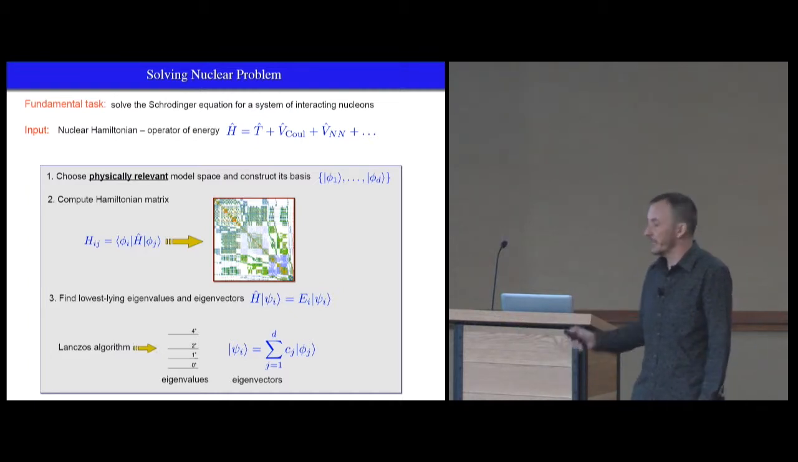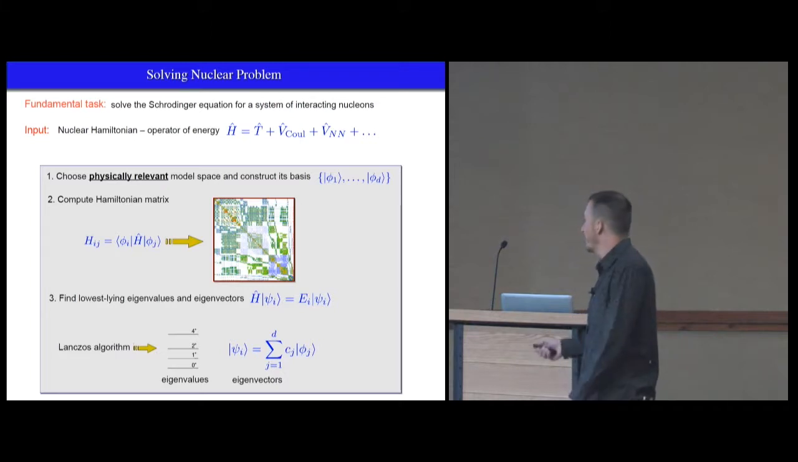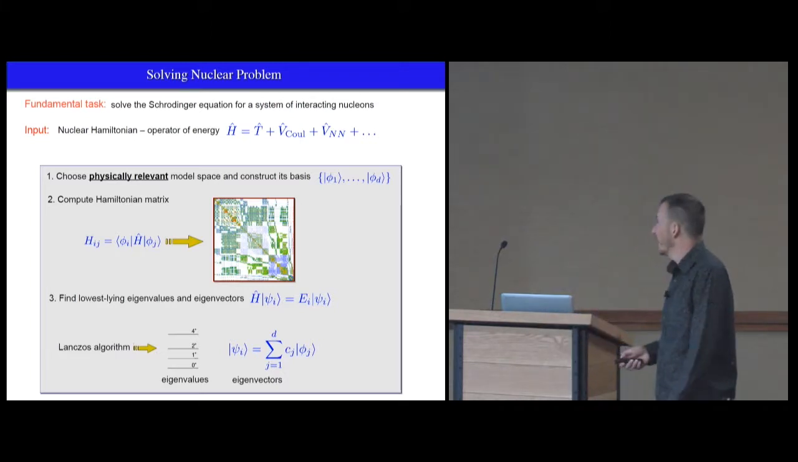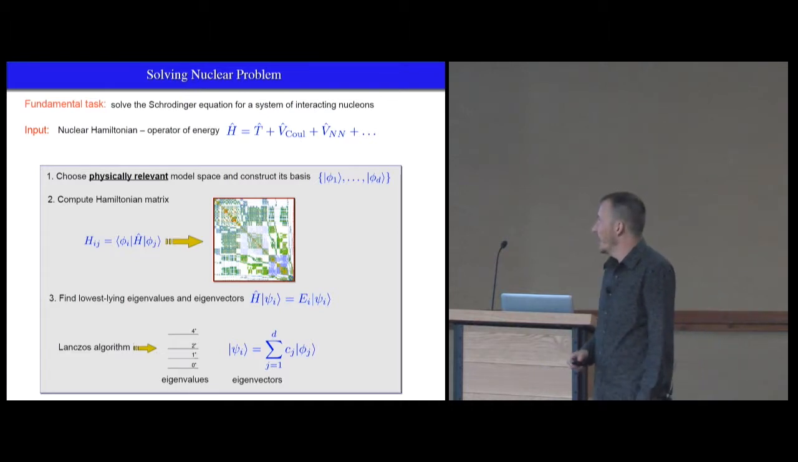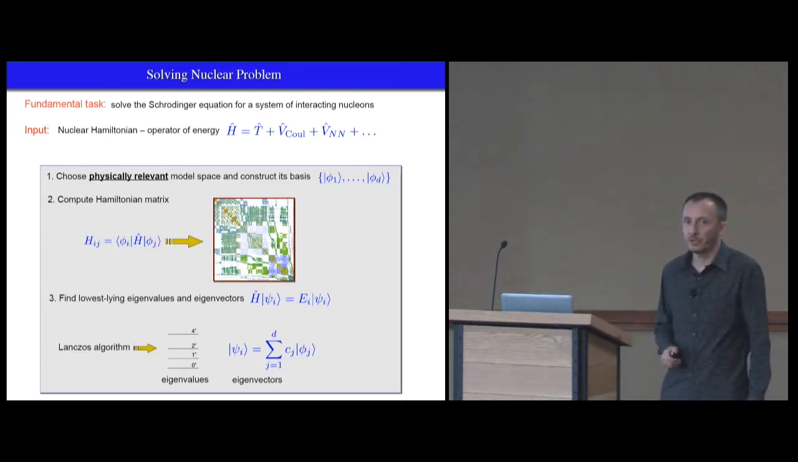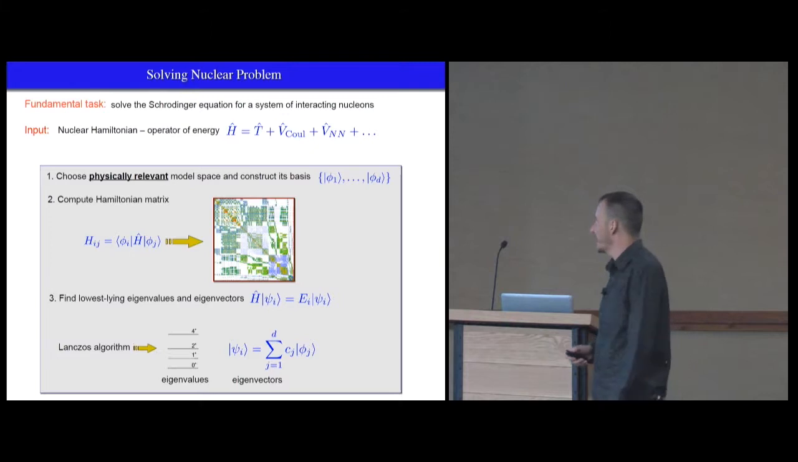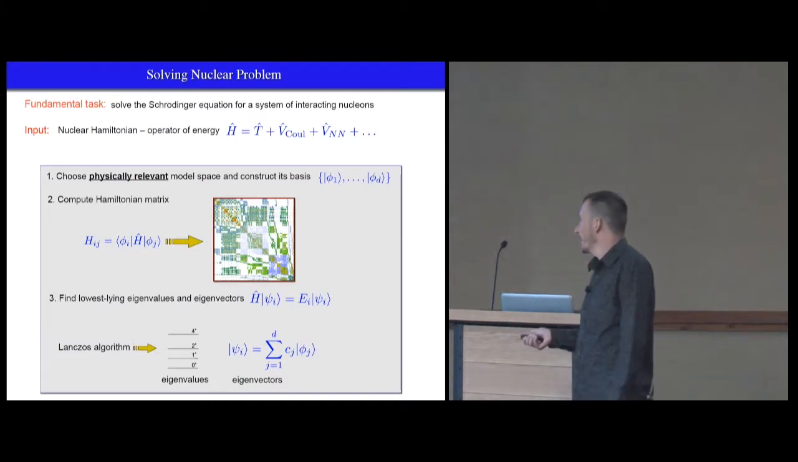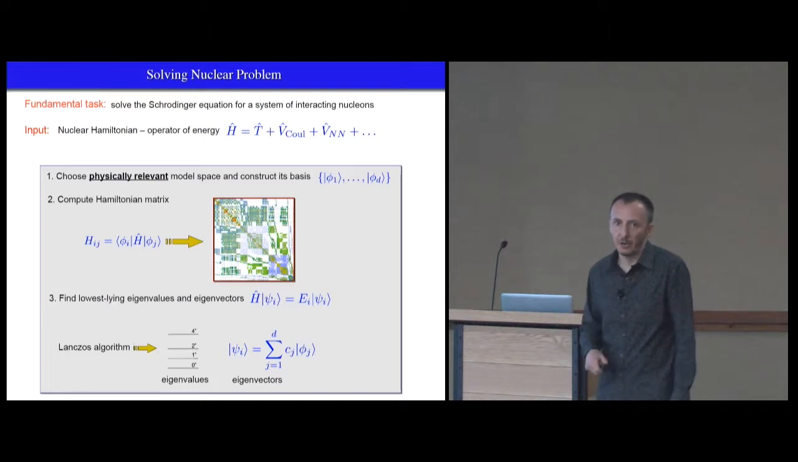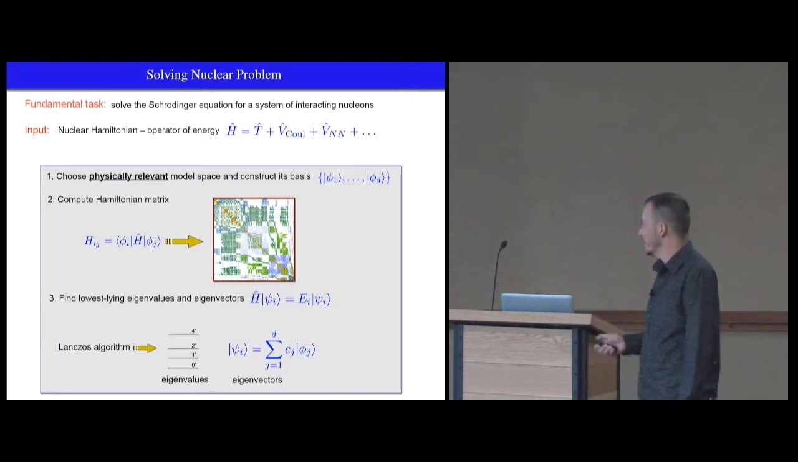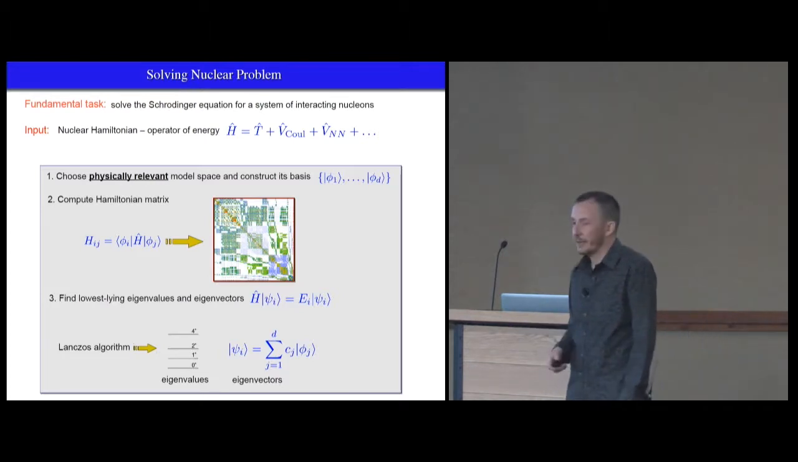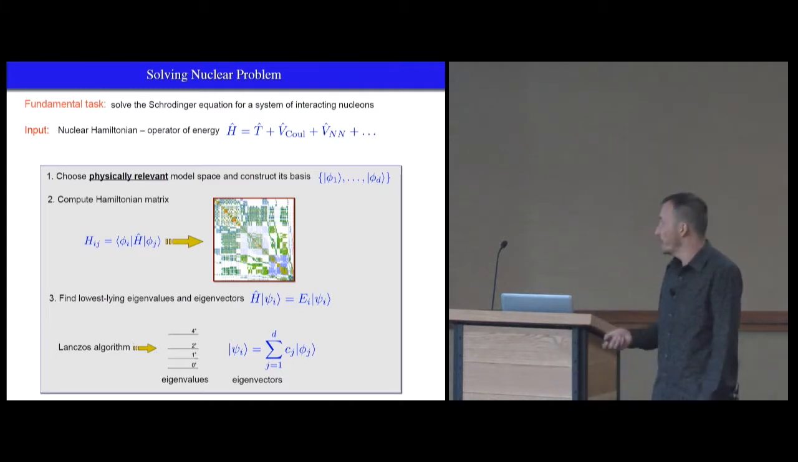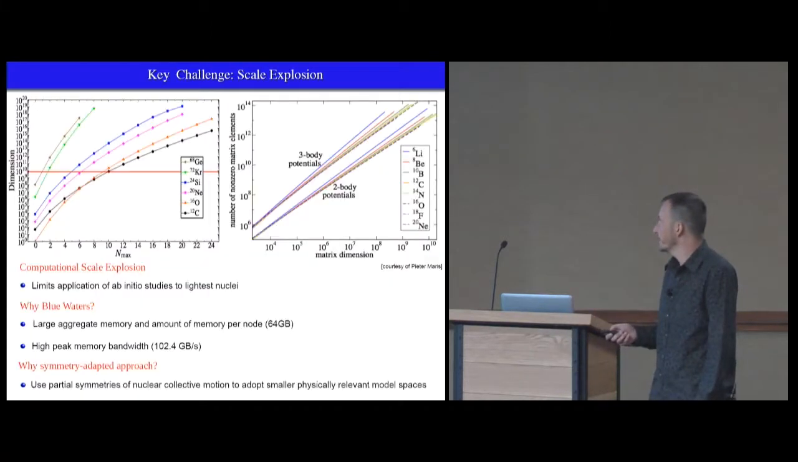I just depicted here the distribution of non-zero matrix elements in this matrix, and you can see that generally it is quite sparse. And in the final step, you use the Lanczos algorithm to find the few lowest-lying eigenvalues and eigenvectors of the nuclear Hamiltonian. The eigenvalues correspond to energies, which are observable and can be measured, and your eigenvectors are then given as an expansion in the basis of your choice.